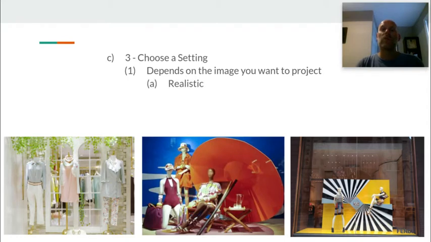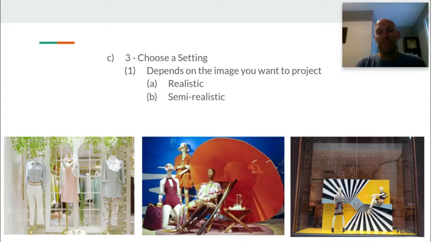So the first would be a realistic, and that would be, if you're looking at your screen on the left-hand side, this is a more realistic setting. All right, so it looks like sort of an English garden theme, and it's clothing that you wear at some sort of a tea party. It's realistic. You can see yourself wearing those. It makes sense. It's a natural setting.